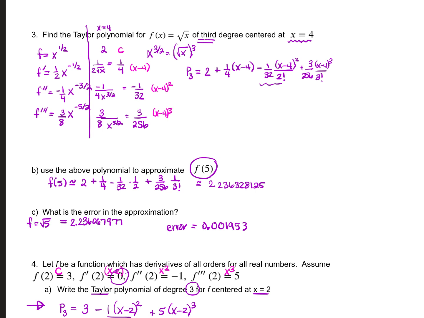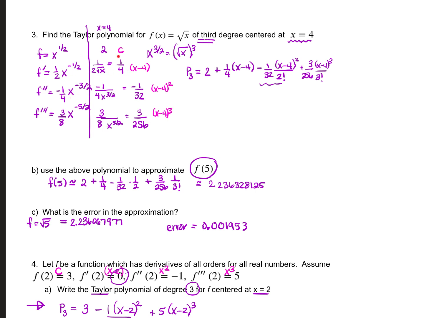So since I want the third degree Taylor polynomial, I'm going to take 3 derivatives. So I go over here and I take 3 derivatives. The next thing we do is we evaluate where it's centered. It's centered at 4 this time, so that's what we plug in. So the square root of 4 is 2. And same thing, we get all of these values.